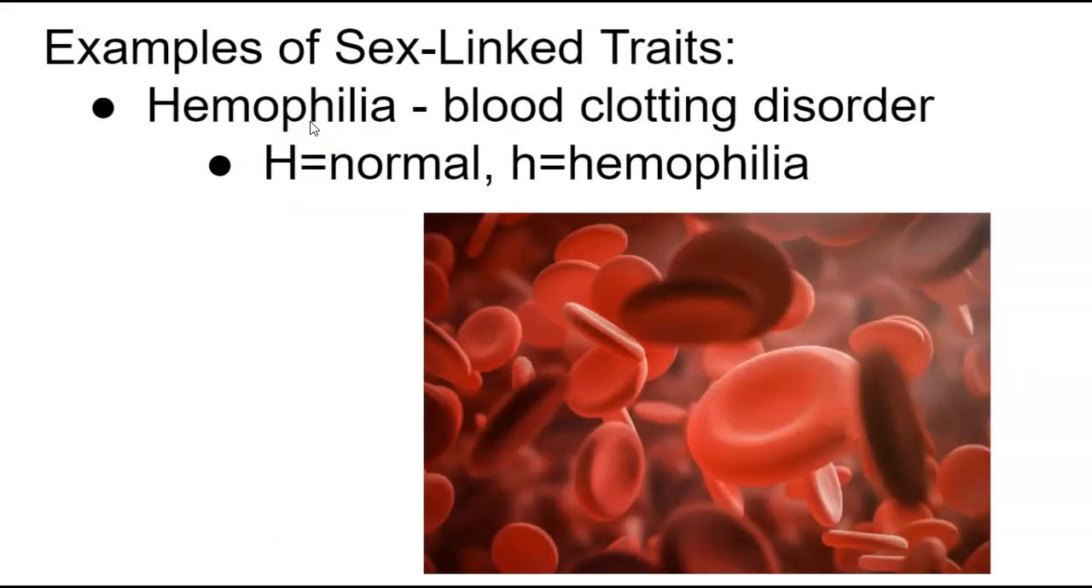Another example is hemophilia. Okay, this is a blood clotting disorder. There's actually a couple different types. What is blood clotting? Well, if you've ever gotten cut, you end up getting a scab. The reason you get a scab is because the blood is clotting and it's stopping the flow of blood out of your skin. With hemophilia, your blood actually can't clot. You can't form scabs. So that's really dangerous because you just keep bleeding and bleeding and bleeding.